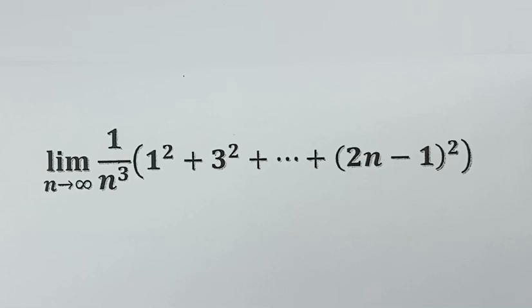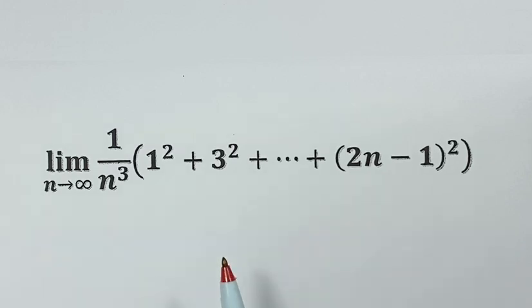Hello everyone. In this video, we'll solve a limit problem. The question is, what is the limit of the sequence 1 over n to the third times (1 squared plus 3 squared plus up to 2n minus 1 squared) as n approaches infinity? How to solve this question?